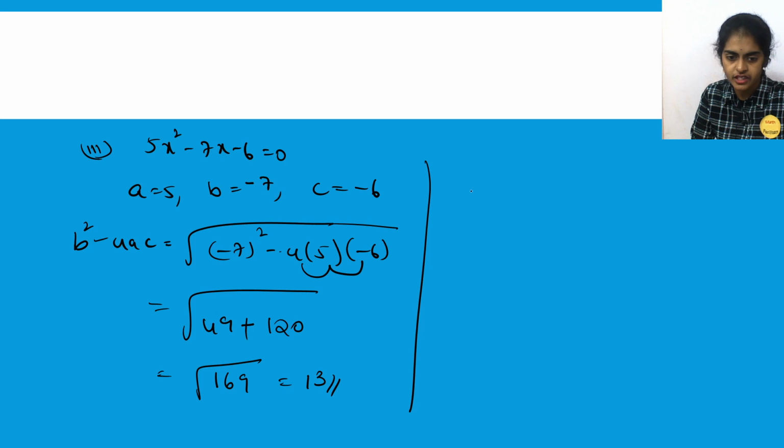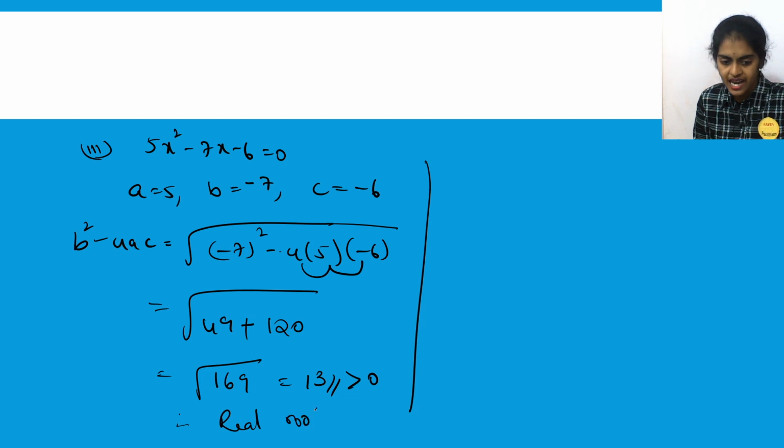Now let me take it further. Since this is greater than 0, I can say therefore there are real roots and they are different roots. Okay, they are real and distinct.